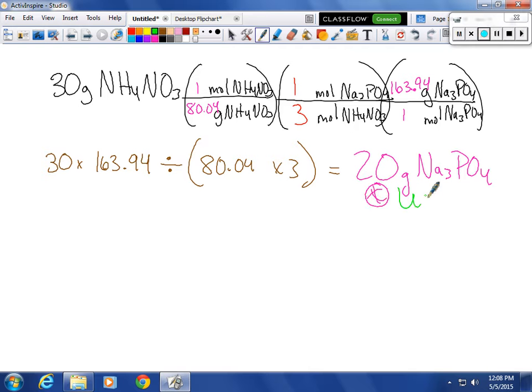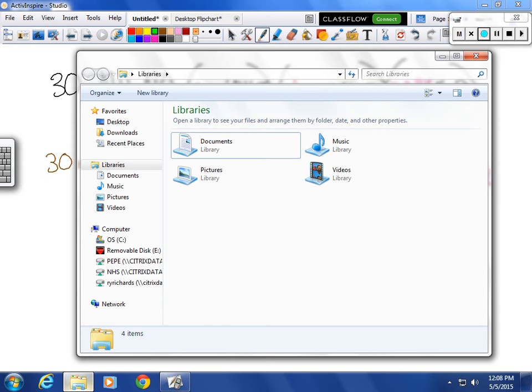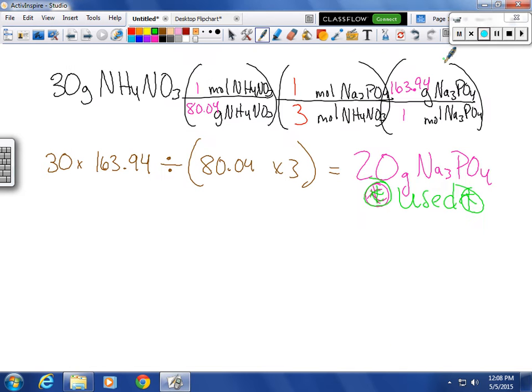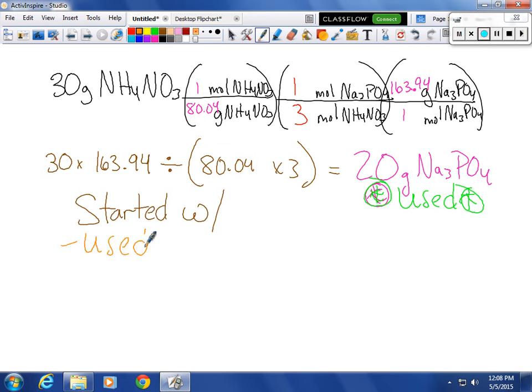This is your used. And it scares me every year that students do this and they stop. Oh, that's not right. Okay, so now, one easy subtraction. So started with minus used equals remaining.